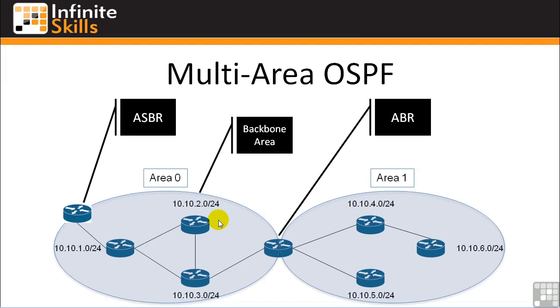Another term you'll run across in the exam is an internal router. An internal router is a router where all the interfaces are in the same area. These three routers are internal routers for area 0. These three routers are internal routers for area 1.